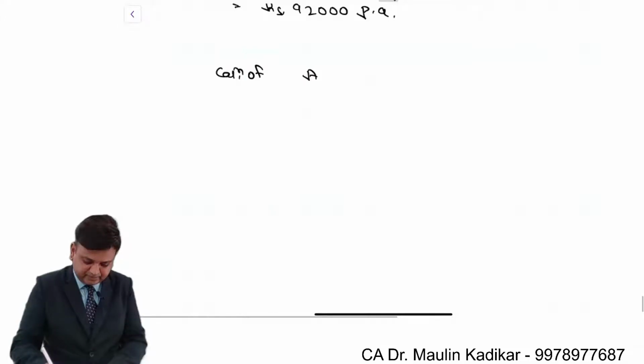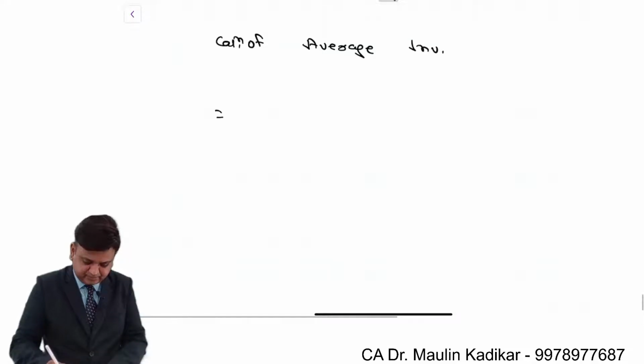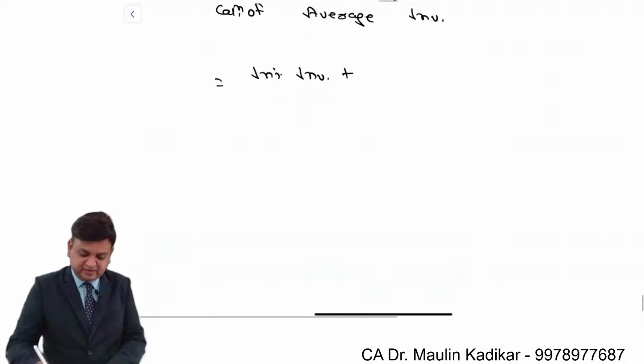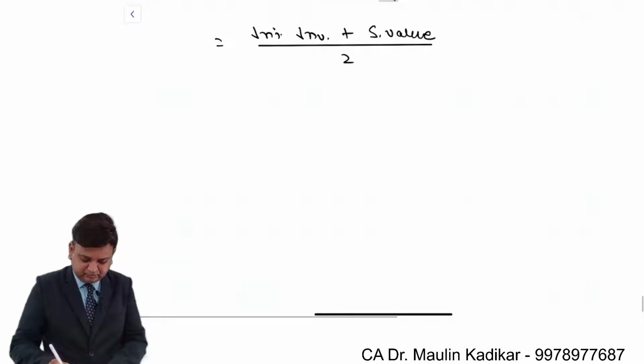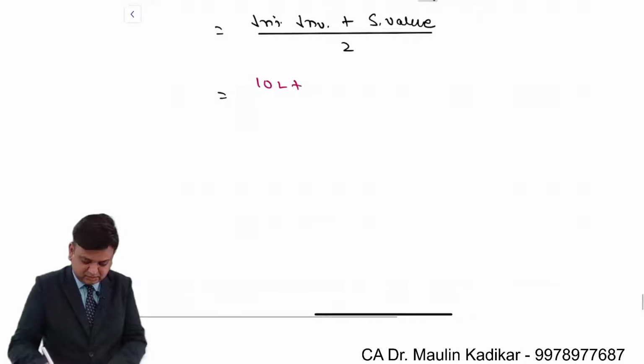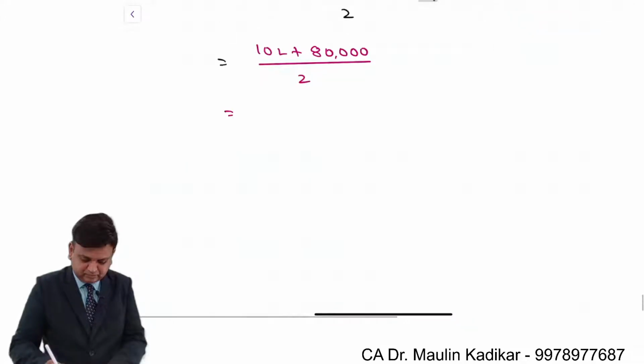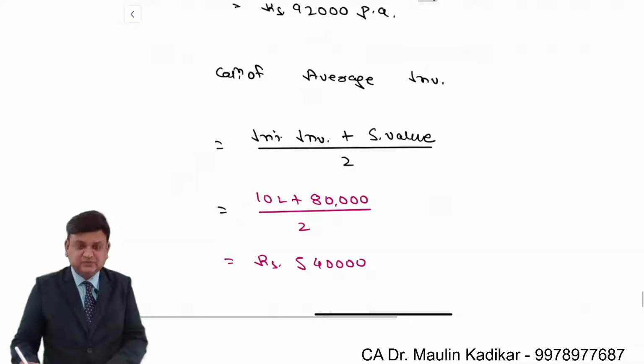Calculation of average investment. It is initial investment plus scrap value divided by 2. Initial investment is 10 lakhs. Scrap value 80,000, divided by 2. Rupees 5,40,000.